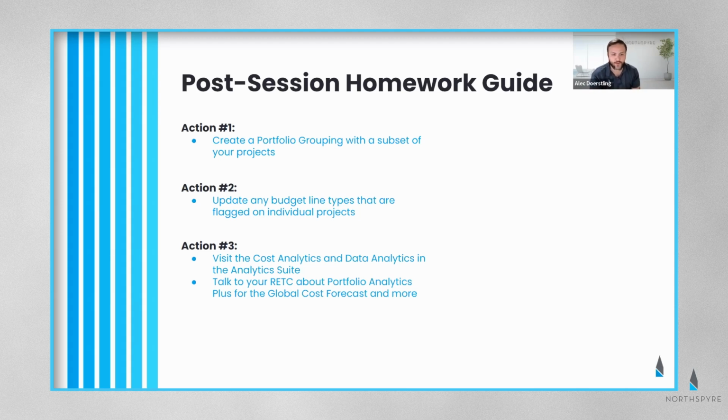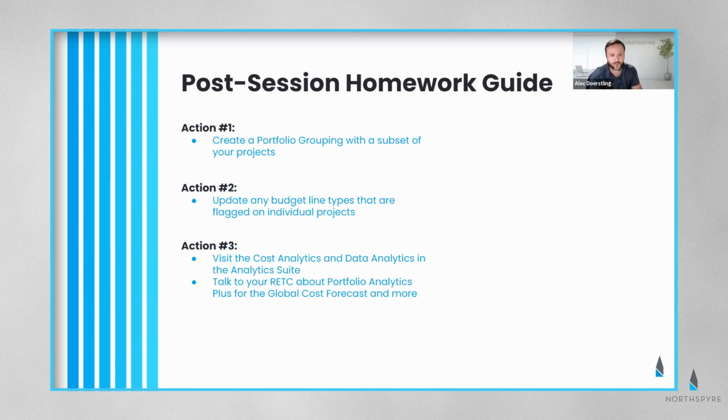The second step is go ahead and verify those budget line types. If you've got any that are flagged on the ACR for a project, go ahead and review those, and it will enable being able to use cost analytics and vendor analytics that we just went through today. Third step after that is just go to those pages. Visit the cost analytics, visit the data analytics and the analytics suite. See what information is there. If something jumps out at you, that's the whole point of the analytics suite.